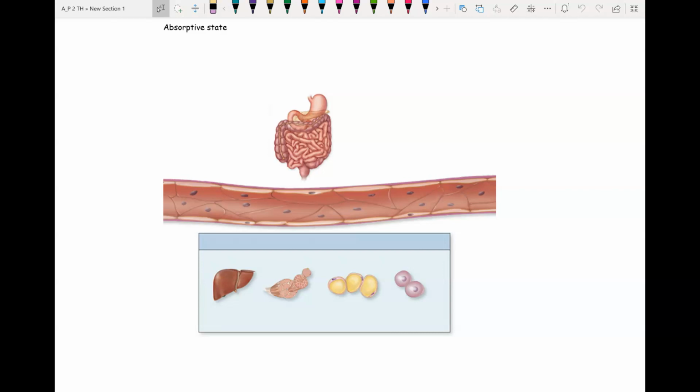Here we're going to look at the absorptive and post-absorptive states. These are what happen when you eat and between meals. This ties in a lot with chapter 17. When we learned about hormones, you learned about insulin and glucagon and how they regulate your blood nutrients. This is going to be about insulin and glucagon and blood nutrients.